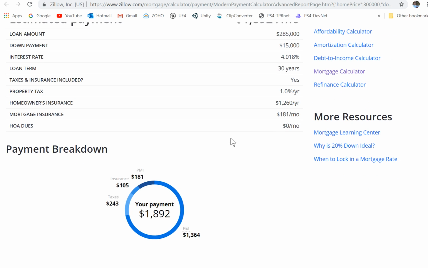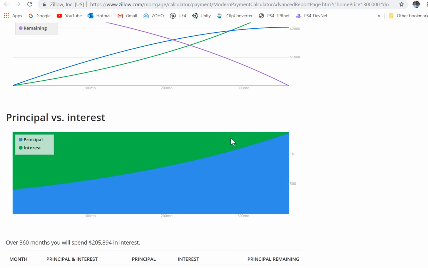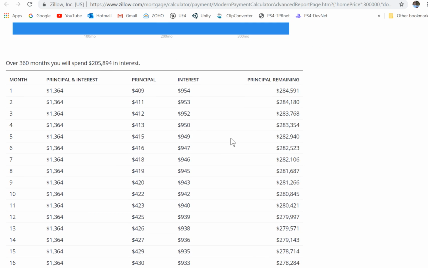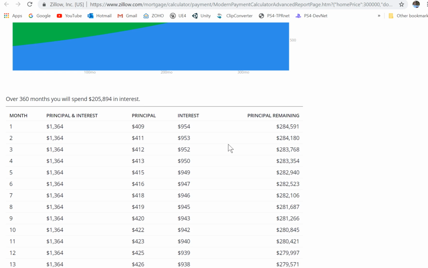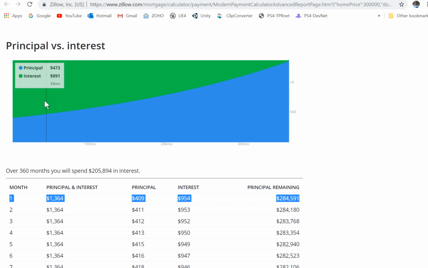And then let's scroll down here. Look at the payment, how it breaks down, and this is how you actually save the money. So this is the amortization chart over the life of the loan. You'll see here your first payment, you're going to pay $1,364. The amount that's actually going to go towards taking off the loan is $409. The amount that you're going to pay to interest is almost $1,000. Isn't that incredible?